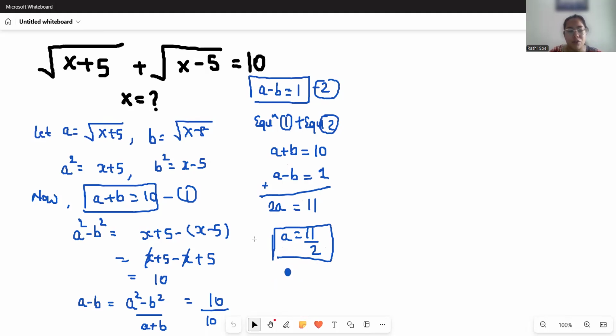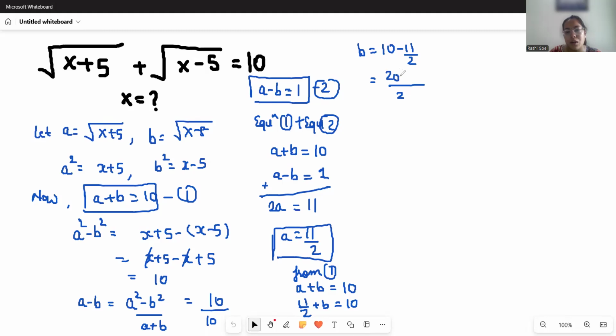So from equation 1, a + b = 10. So a is 11/2, plus b equals 10. So b = 10 − 11/2. This becomes (20 − 11)/2. So b is equal to 9/2. This is the value of b.